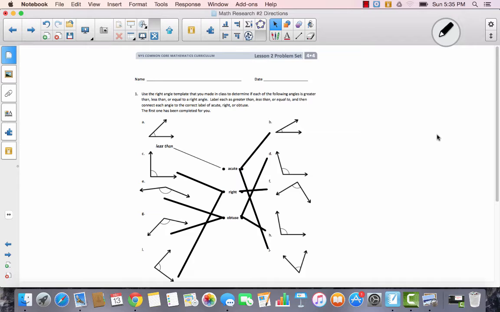But just remember, if your right angle template fits exactly inside the shape, then it's a right angle. So if you got one wrong, take your right angle template and go back to that shape and see if you can figure out why it's actually acute, or why it's actually obtuse, or why it's actually right.